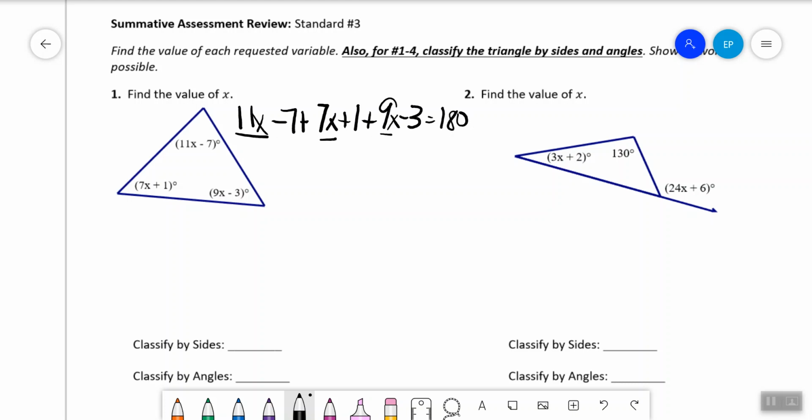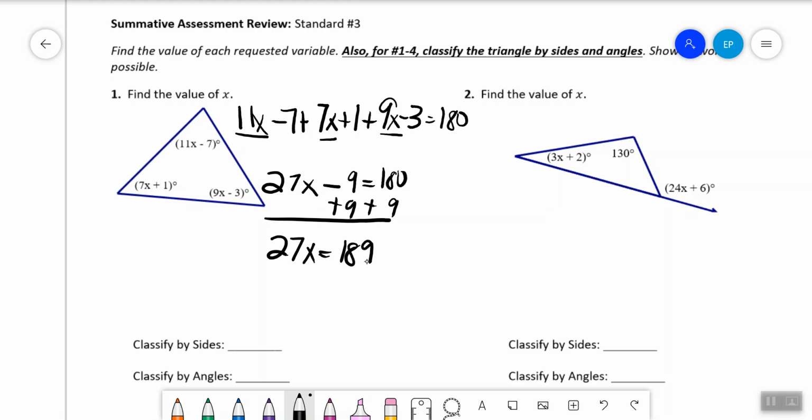11x, 7x, and 9x become 27x. Negative 7 plus 1 is negative 6. Minus 3 is a negative 9. Equals 180. Plus 9 plus 9. 27x equals 189. Divide by 27.